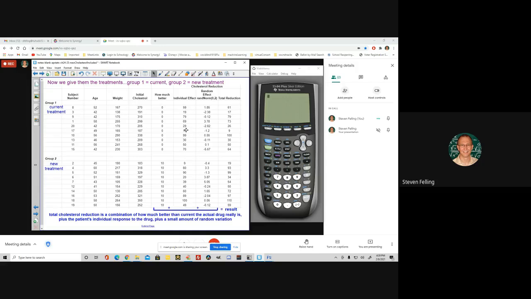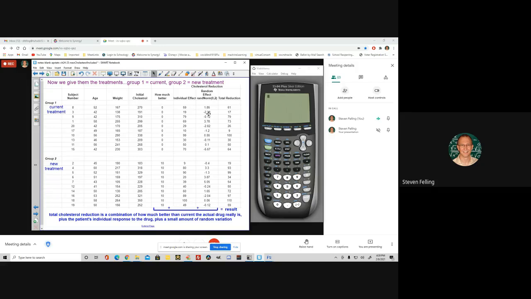Okay, now since we're simulating what's happening here, I'm going to actually make it so that the new treatment has 10 points of reduction more than the current treatment. So in fact, the new drug is actually better. The amount of cholesterol reduction is 10 higher for the new treatment than the current treatment. So all the patients that got the current treatment, I put zeros in here, and all the patients that got the new treatment, they got an extra 10 points of cholesterol reduction because they took the new drug, which in fact is better. Let's say we're simulating that situation.